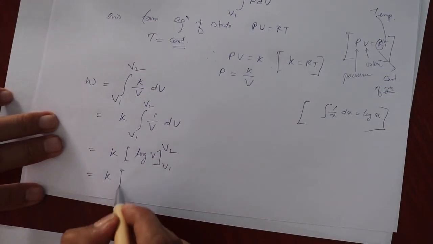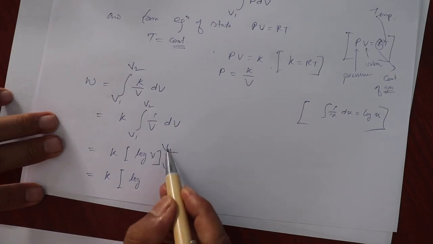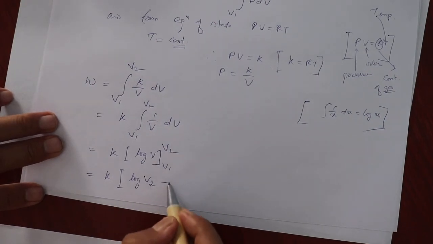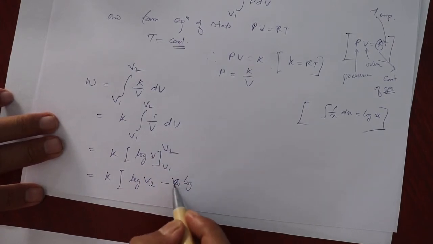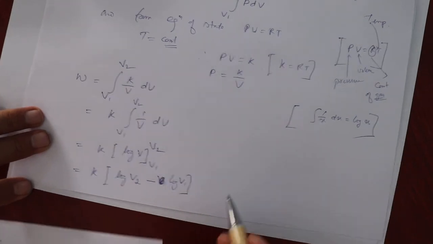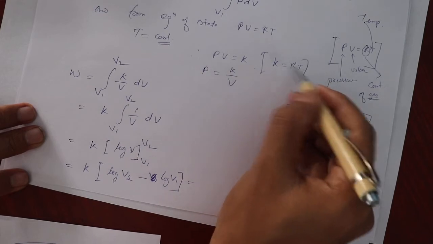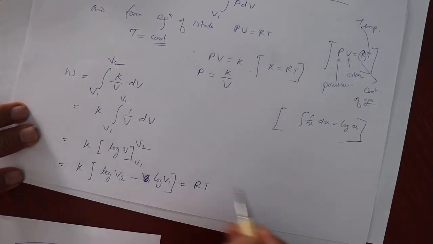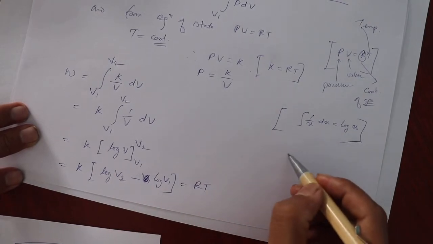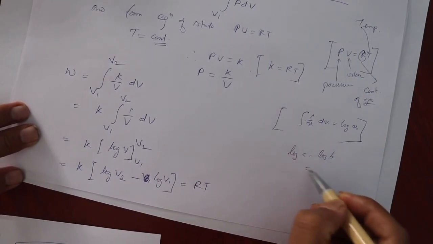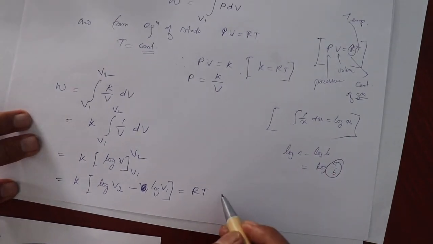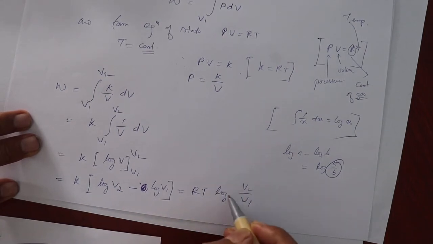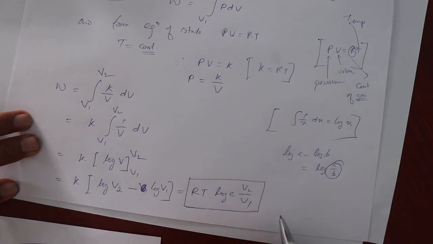So this is equal to K log of, instead of V you write the upper limit, it becomes V2, followed by minus log of V1. So this is equal to K, which is already equal to RT, and this one is similar to log A minus log B, which is equal to log of A by B. So using this you can write log of V2 by V1. This is the equation.